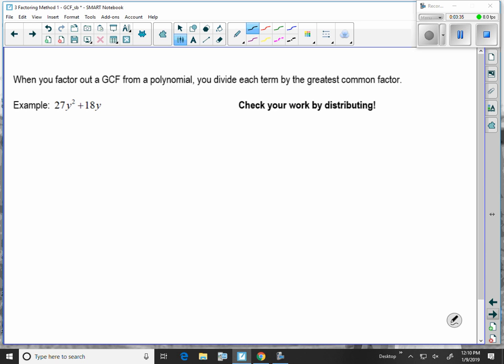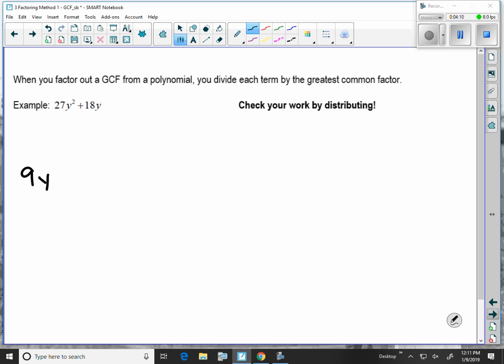Okay, next one. When you factor out a GCF from a polynomial, you actually divide each term. This is exactly what we did yesterday. Remember we were dividing by a certain number? That's what we're going to be doing here. So what I want you to do is look at it and tell me what number is in common between 27 and 18. 9. Okay, 9 works for both. So we're going to pull out a 9. And y to the what? Y to the first power.